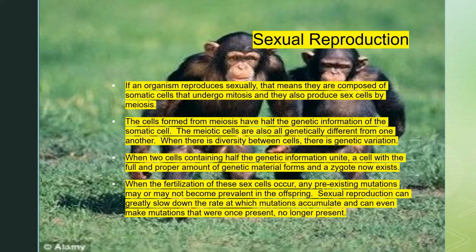When the fertilization of these sex cells occurs, any pre-existing mutations may or may not become prevalent in the offspring. Sexual reproduction can greatly slow down the rate at which mutations accumulate and can even make mutations that were once present no longer present. So we're going to talk about in future videos how specifically that is made possible, or how that is made real by genetic variation. So stay tuned for that. But for now, that is really what you need to know about sexual reproduction.